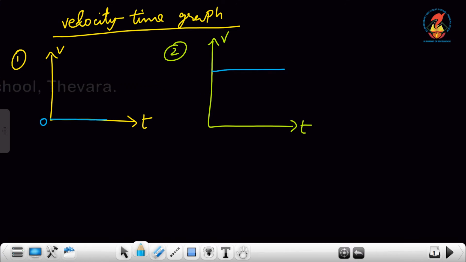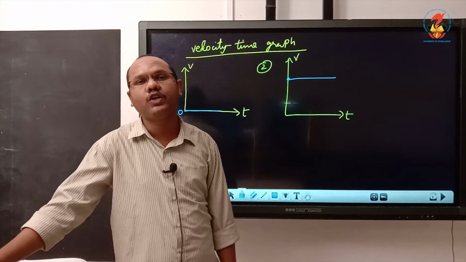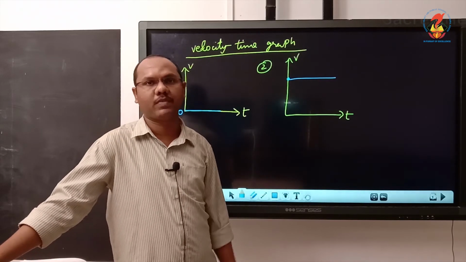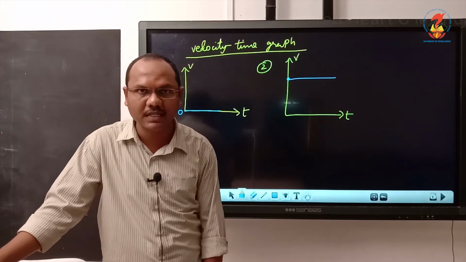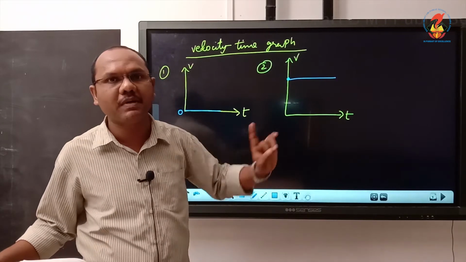See, here velocity is having only one value. That means the body is moving with uniform velocity. So draw the graph and write body is moving with uniform velocity. So here slope is 0.